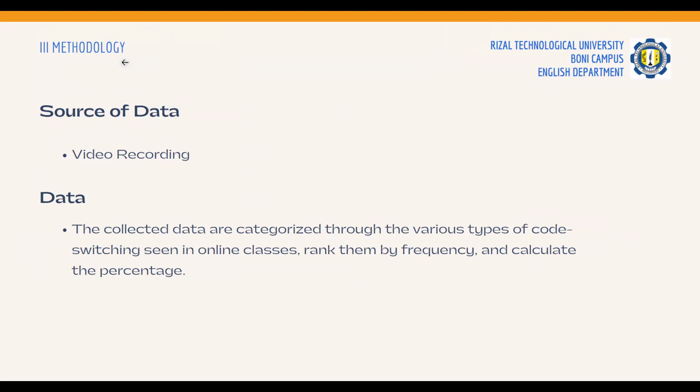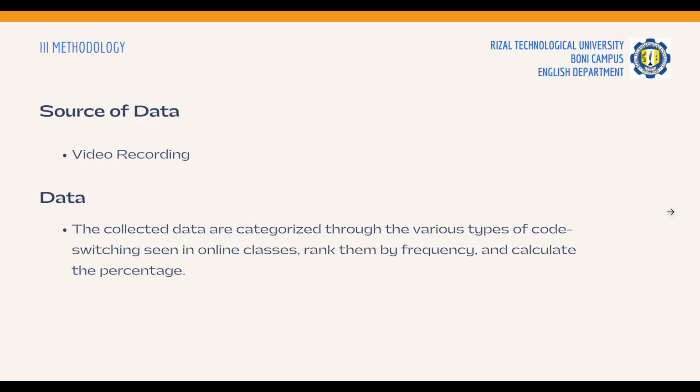The collected data are categorized through the various types of code switching seen in an online class. The collected data, which pertain to instances of code switching in online classes, were systematically categorized based on the various types observed. Researchers carefully reviewed the collected material and assigned each instance to its respective category, ensuring a comprehensive understanding of the diverse code switching phenomena present.